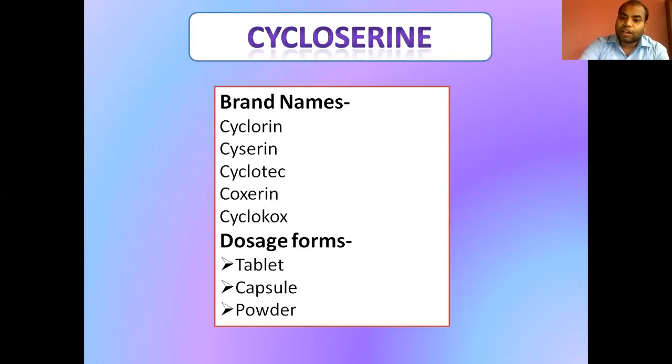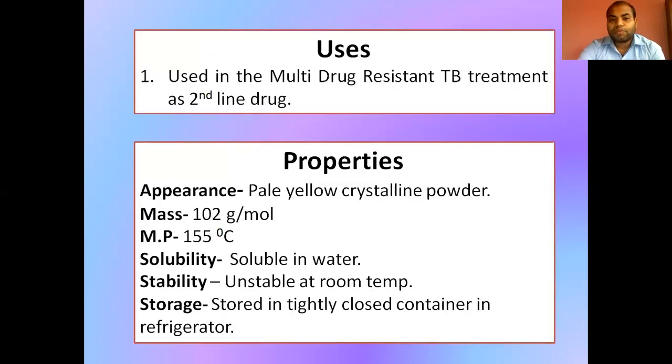In terms of brand names, the brands available for cycloserine are cyclorine, cyserine, cyclotex, coxerine, cyclocox. So these are very easily available brands of cycloserine. In terms of dosage form, it is readily available in tablet form, but capsule and powder forms are also available, which can be reconstituted into solution. In terms of uses, cycloserine is a second line anti-TB drug used for multi-drug resistant tuberculosis patients, as a second line drug.